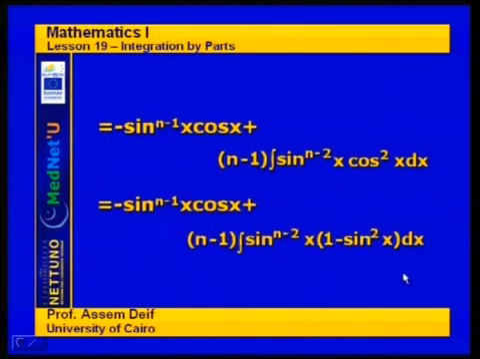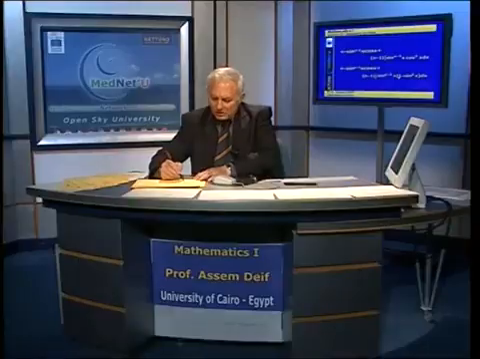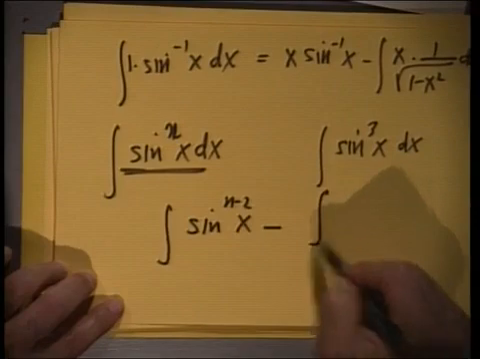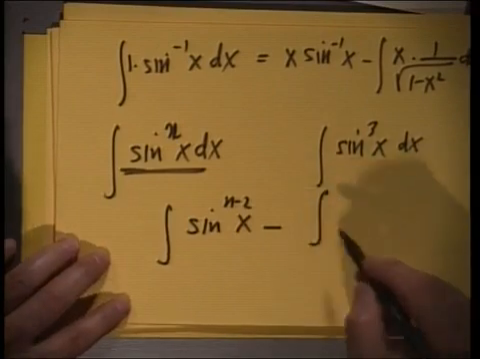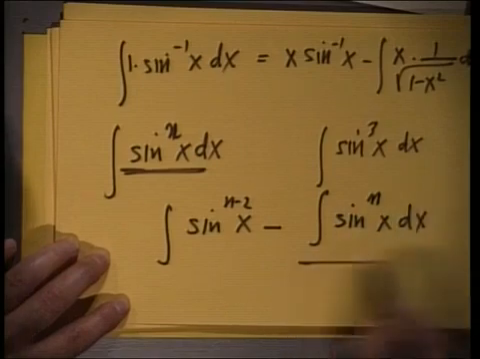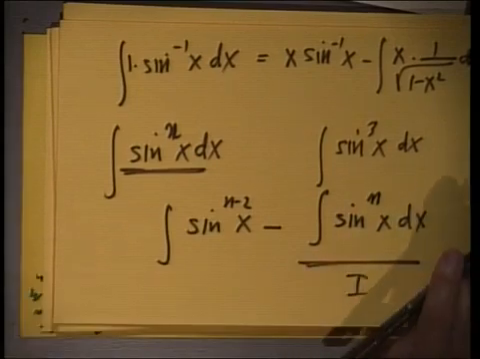Now look at this final expression here. It's sine to the power n minus 1 x cosine x plus n minus 1 times what? Times two factors here: the integral of sine to the n minus 2 x minus the integral of sine to the n minus 2 times sine squared, which gives sine to the power n x dx. And in fact, this is what? This is the integral which we started from, which we seek to calculate. And therefore, again, you proceed to move it to the left-hand side.